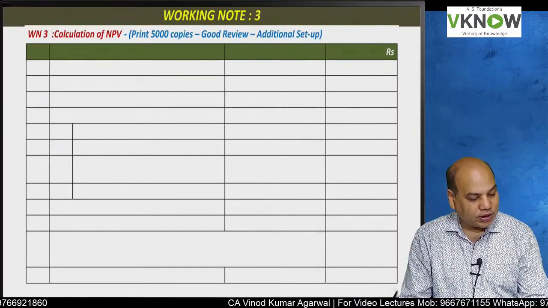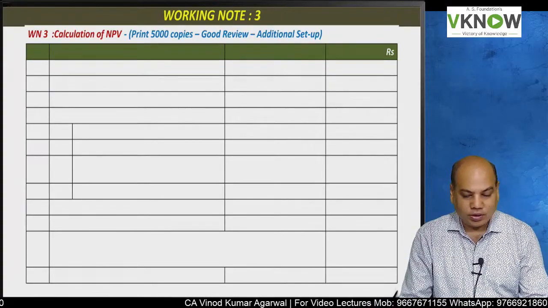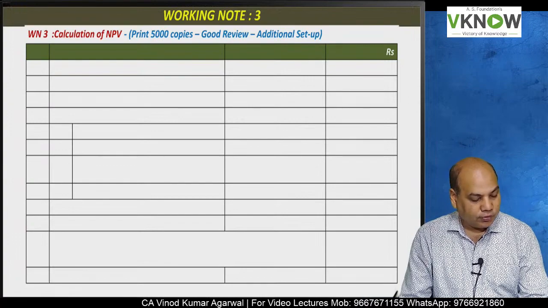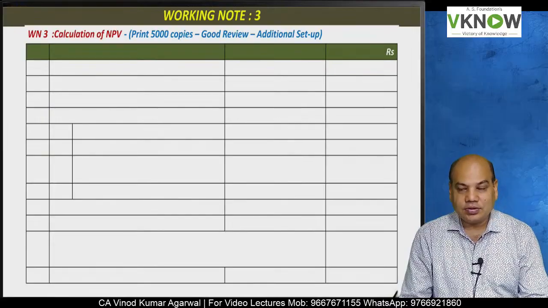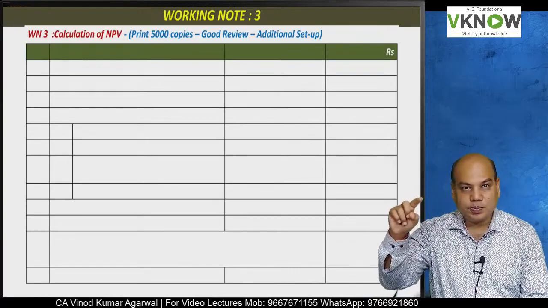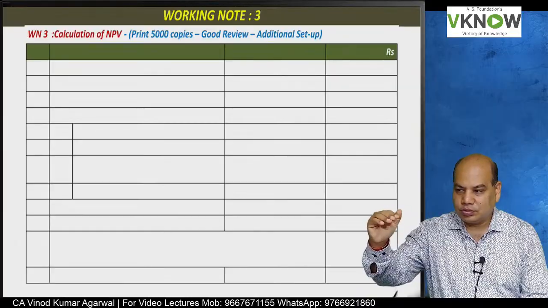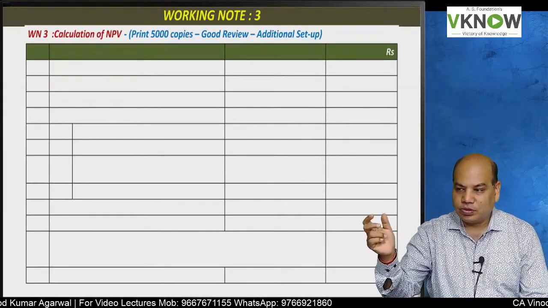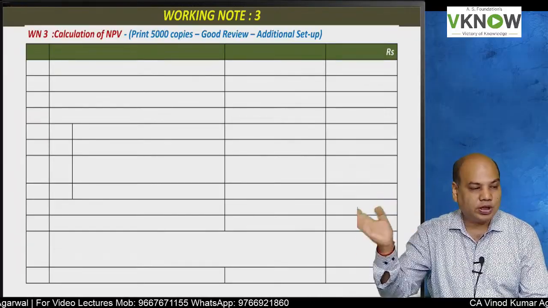Now go to the second option, print 5,000 copies. When you print 5,000 copies, you can get good review. And if you get good review, then there are two choices: additional setup, non-additional setup. So we are going to first print 5,000 copies. If we get good review, we'll go for additional setup. What will be the NPV? And then we'll also calculate print 5,000 copies, good review, but no additional setup.